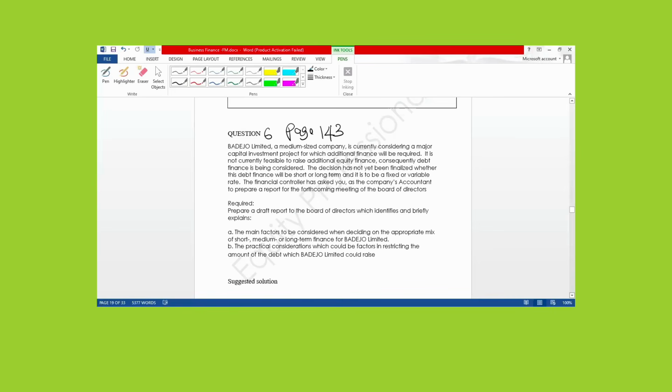The B part: also explain what are the practical considerations which could be factored in restricting the amount of debt which Badejo can raise. What are the factors that can limit your level of borrowing? This question was taken from ICAN theories. So go on with it.